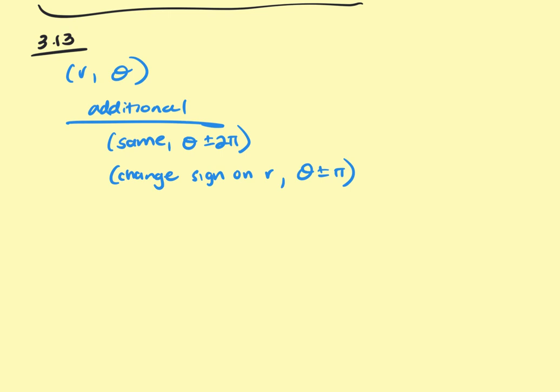Then we did the conversion between polar to rectangular, which is R cosine of theta and R sine of theta. Make sure you know your unit circle angles.